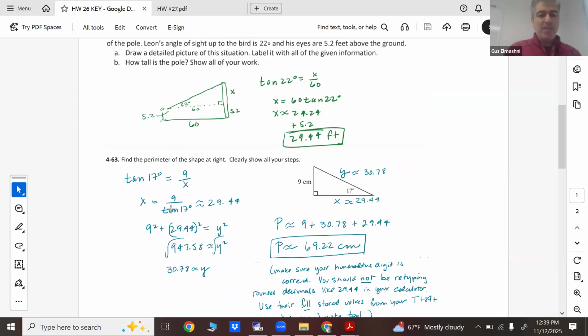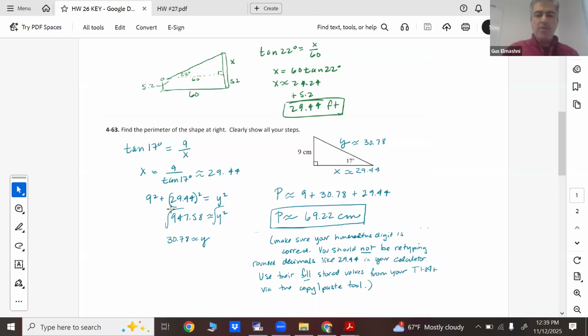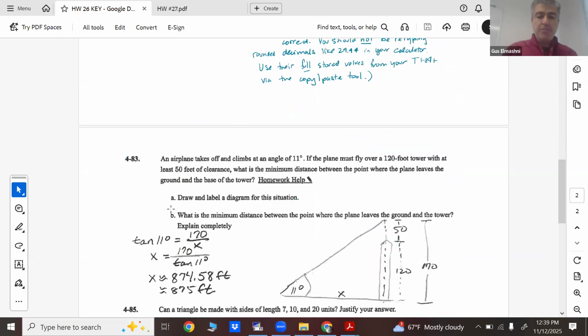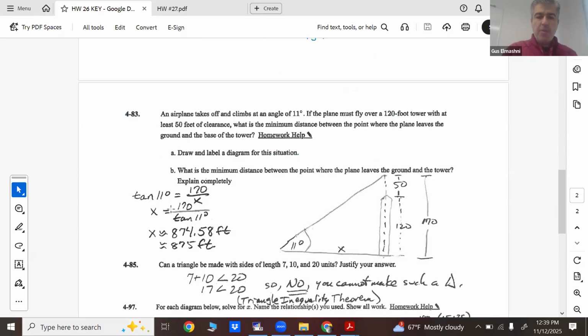For 63, that's pretty straightforward. You can use tangent to solve for the horizontal side, or you can use like sine if you want. And then you can do Pythagorean theorem to get the missing side, or you can just use trig for both sides. It's up to you how you want to do it. For 83, another word problem.